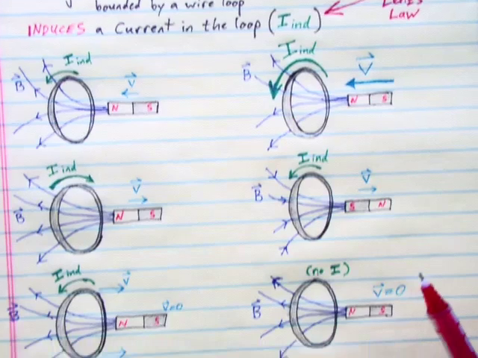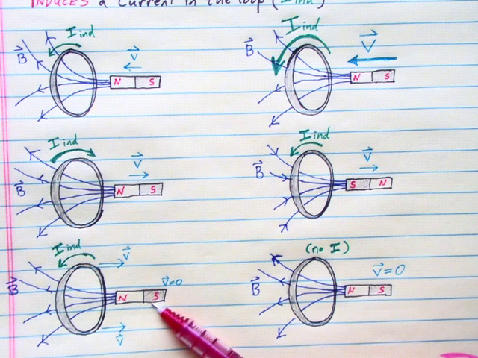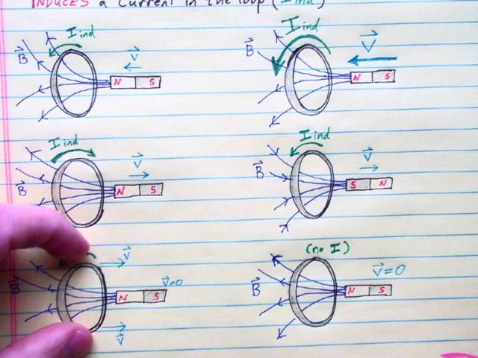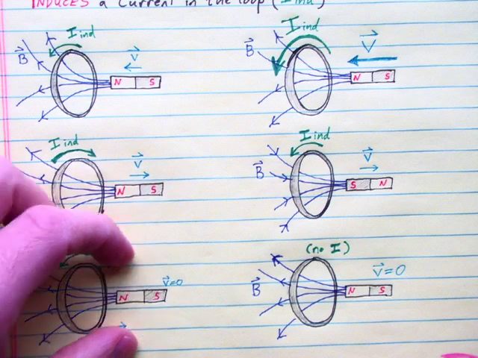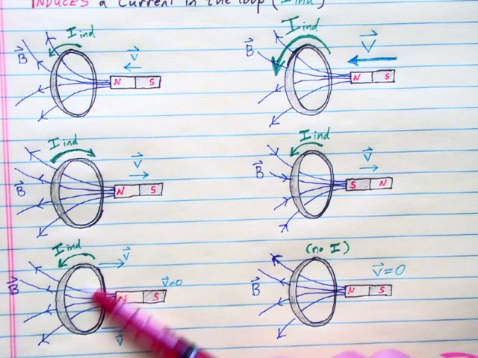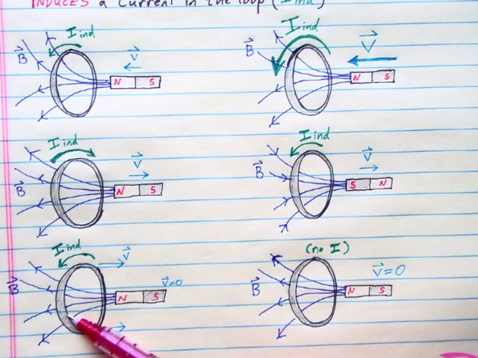A couple more examples. Suppose we took our bar magnet and held the magnet still, but instead grabbed our wire loop and pushed our wire loop towards the magnet. So moving the whole loop to the right. That's going to be changing the flux through the loop, and if we did that, we would find that current got induced in this direction.